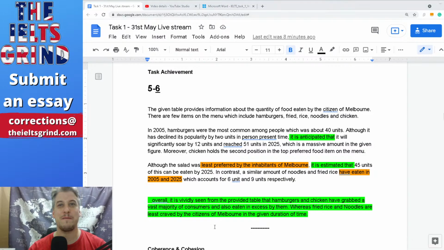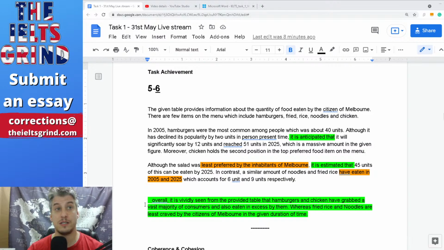Sorry about that. Okay, so yeah, so overall, it's missed a little bit with those sentences. "Have eaten in 2005, 2025." It's not very clear what's being said here, so it's taking away from the overall progression of this particular paragraph.